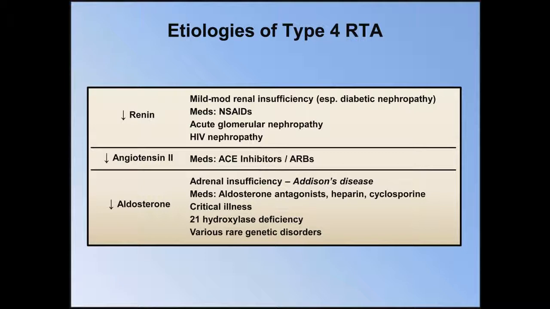In critical illness, high circulating levels of ACTH may shunt steroid precursors towards the synthesis of cortisol and away from aldosterone. Patients with the 21-hydroxylase deficiency form of congenital adrenal hyperplasia also have low aldosterone levels, as do a variety of other rare genetic disorders.